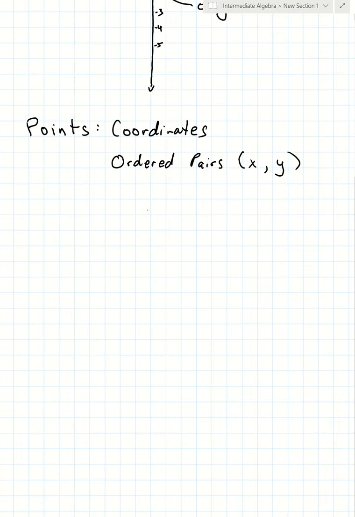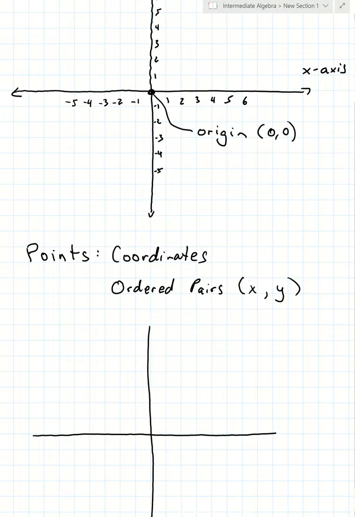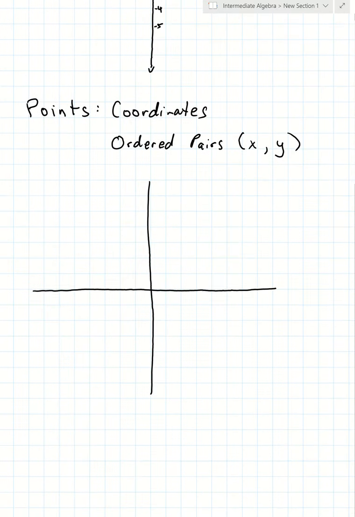So, for example, let's say we wanted to be able to plot a few points. Oh, and by the way, the origin has a very special coordinate, a very special ordered pair, because the origin occurs in between -1 and 1 along the x-axis and along -1 and 1 along the y-axis. So the ordered pair that represents the origin would be 0, 0. Okay? So let's take a look here for a moment.